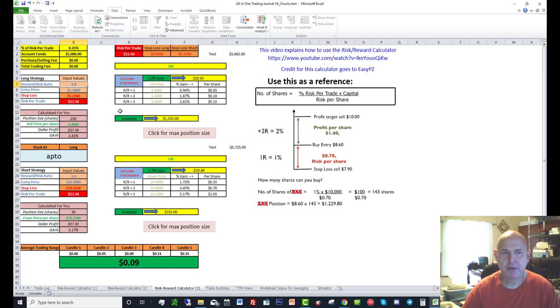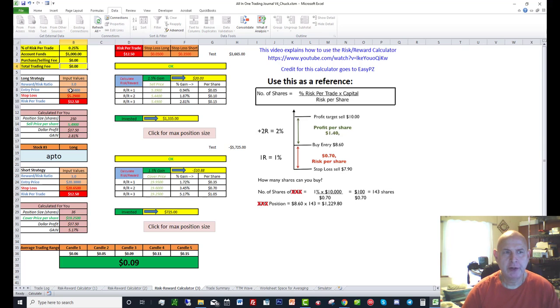Now, I've made a lot of major modifications to this calculator since I found it by a person named Easy Peasy on YouTube. I've added some information here on the left. I've added a calculation for calculating the amount of risk you should be taking per trade here based on the percent of risk per trade that you're going to put here and the account fund amount you're going to put here. You'll place the purchase or selling fee here. Most times your purchase fee is the same as your selling fee, so that's just going to double down here.